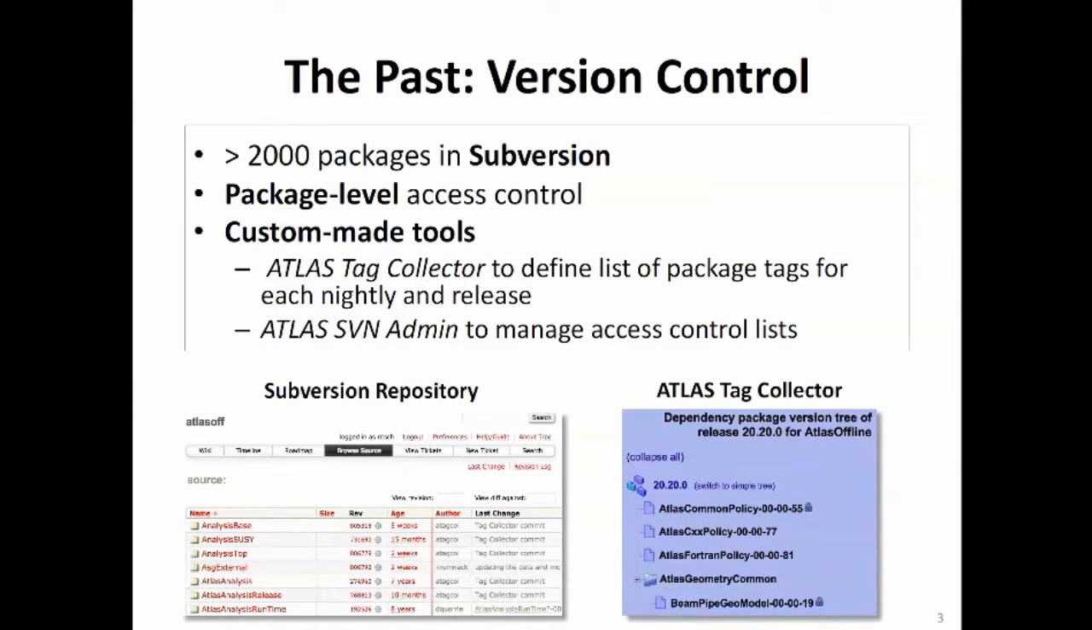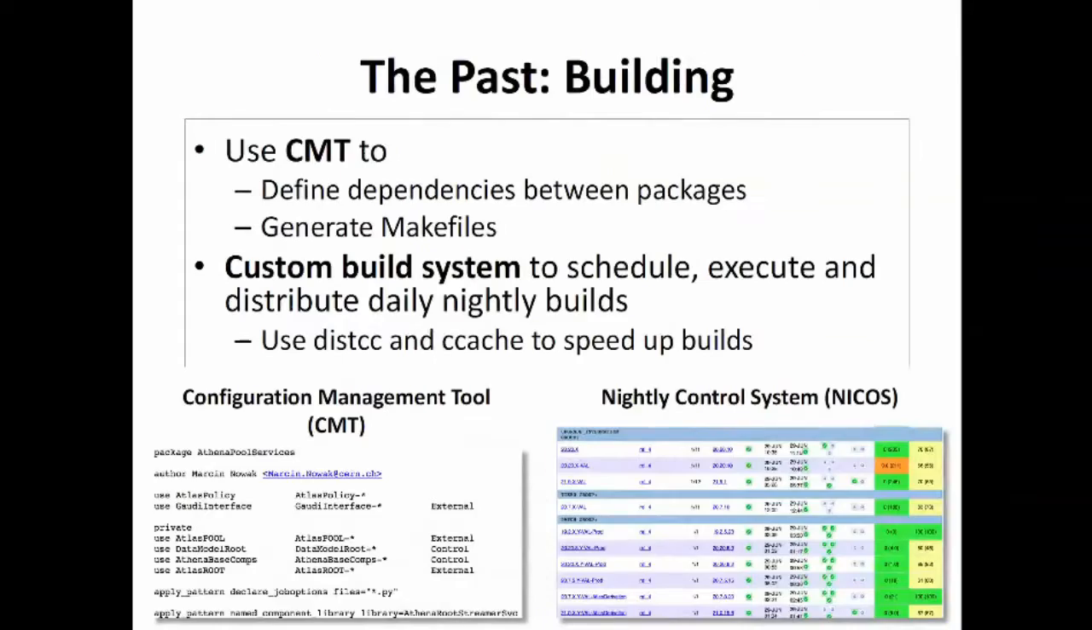We used the tag collector because each package has its own versioning. So we basically had 2,000 individual packages, each with their own versioning. And only when you take these 2,000 packages together, each one with a specific version, could you build a release. In the past, we used the Atlas tag collector, a custom tool, to build and define this list of tags that then allowed us to build offline software releases. And to manage the access control lists for the individual packages, we built another tool, the SVN admin tool, so that users could add other colleagues to be able to modify packages.